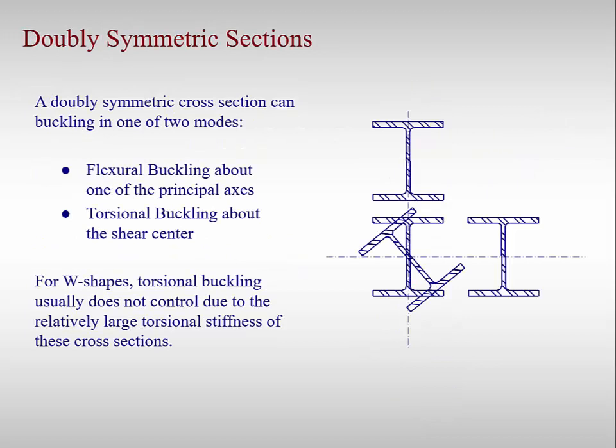Looking at the buckling modes for a doubly symmetric cross-section, such as a W shape, the member will globally buckle flexurally in either of the principal axes, that is X or Y, or torsionally buckle about its longitudinal axis. Again, torsional buckling will not control for W shapes unless they're practically short, say 6 feet in length.